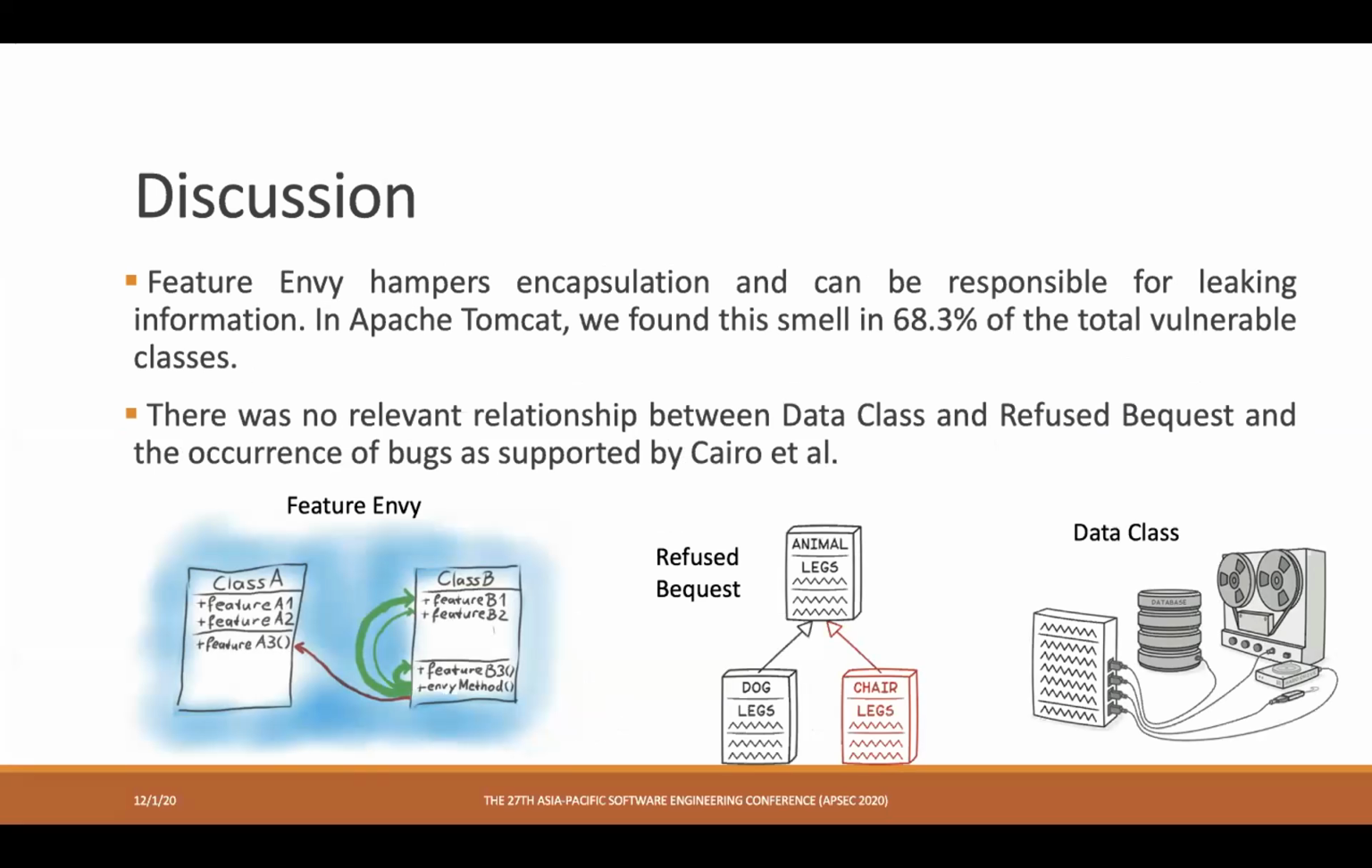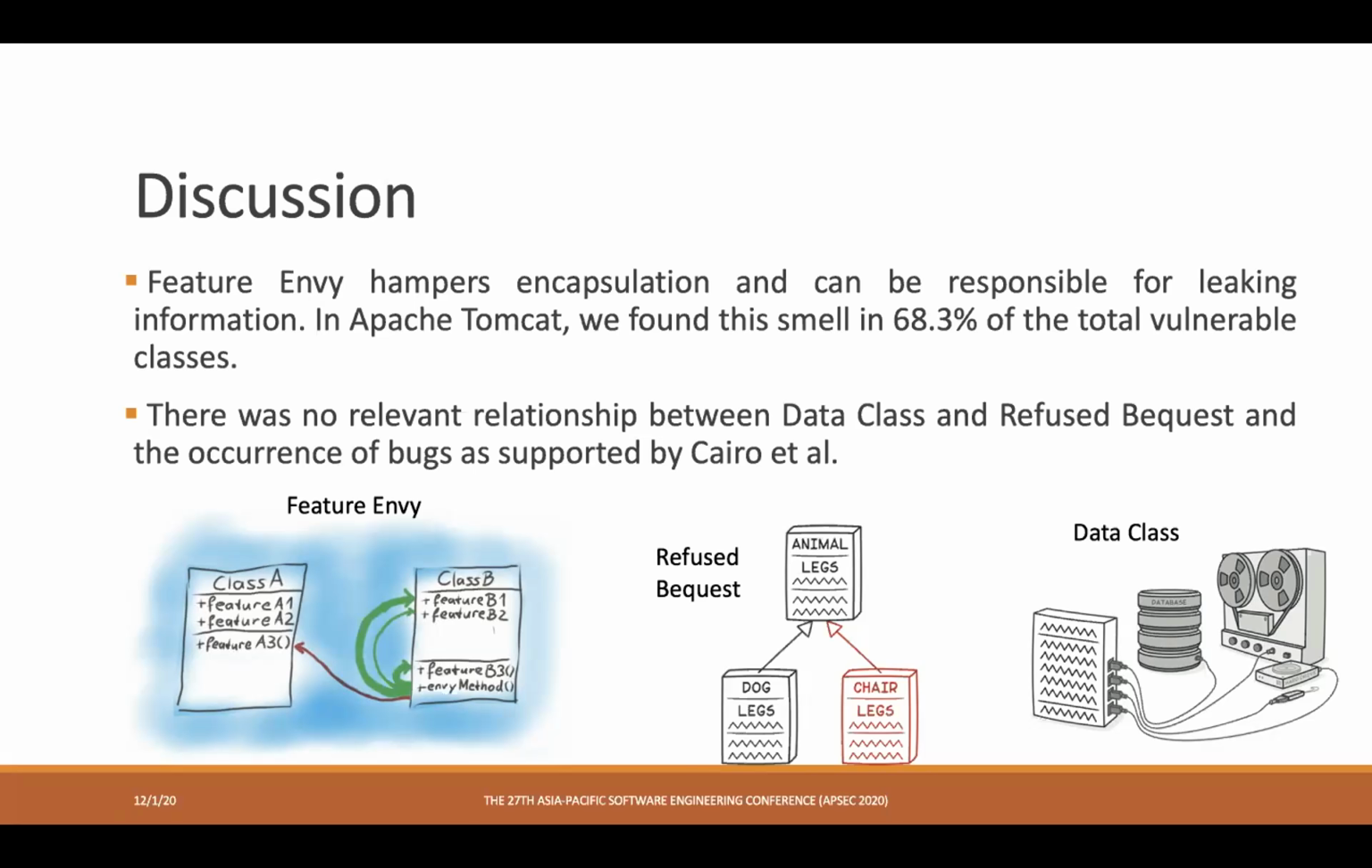So it is very important for doing the security leakage or security breach. So feature envy can have a good relation with software vulnerability. And in Apache Tomcat, we found this kind of smell in 68.3% of the total vulnerable classes.